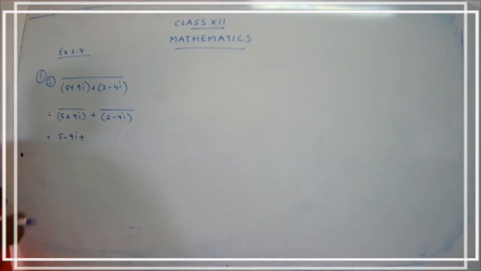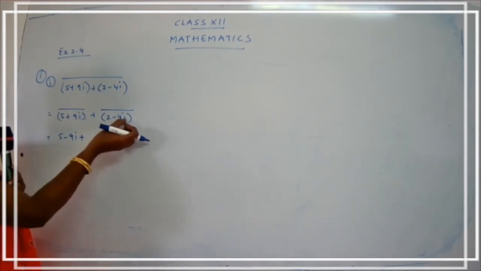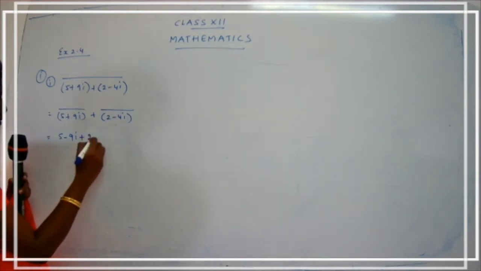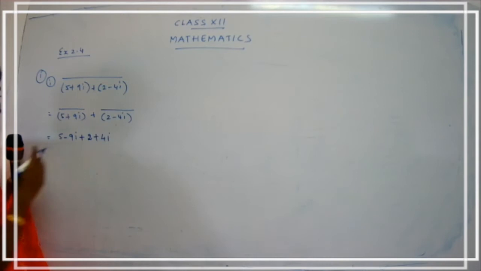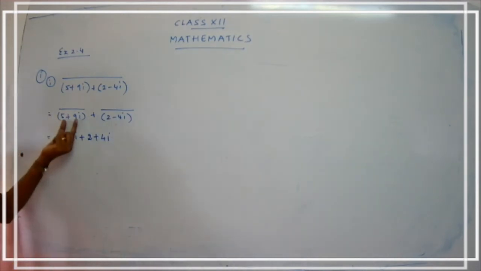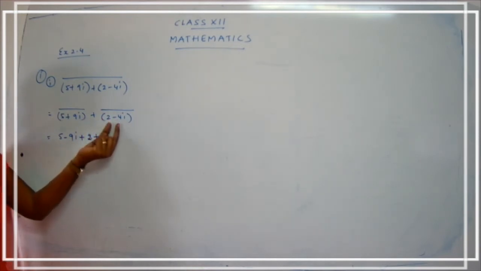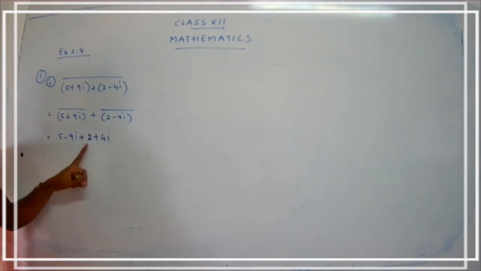Let's come to the second part over here. 2 minus 4i. The term with i is called the imaginary part. We are going to change the sign of the imaginary part. So this is minus 4i, and minus 4i will change to plus 4i. So I get here 2 plus 4i. I hope you are clear, children. We have taken the conjugate of 5 plus 9i, which is 5 minus 9i, and also the conjugate of 2 minus 4i, that's 2 plus 4i. Clear?